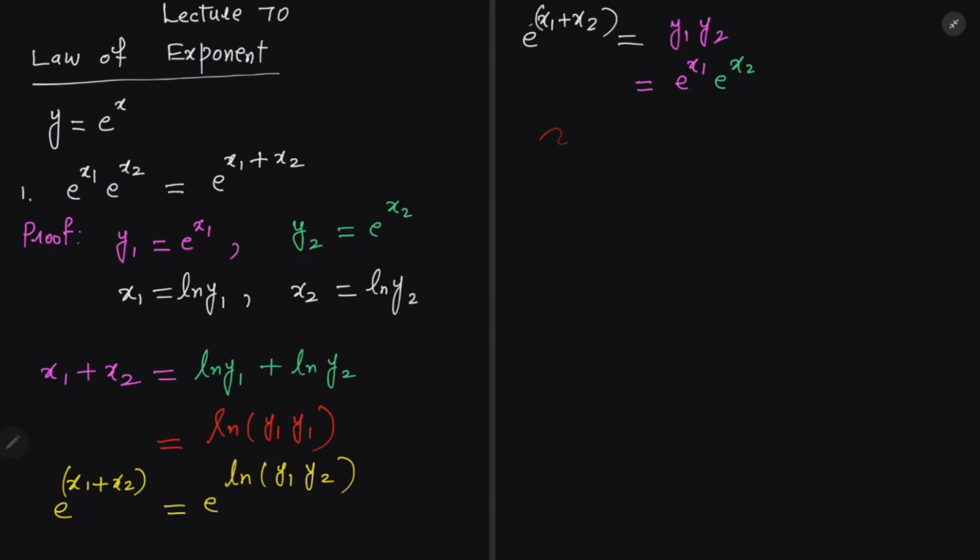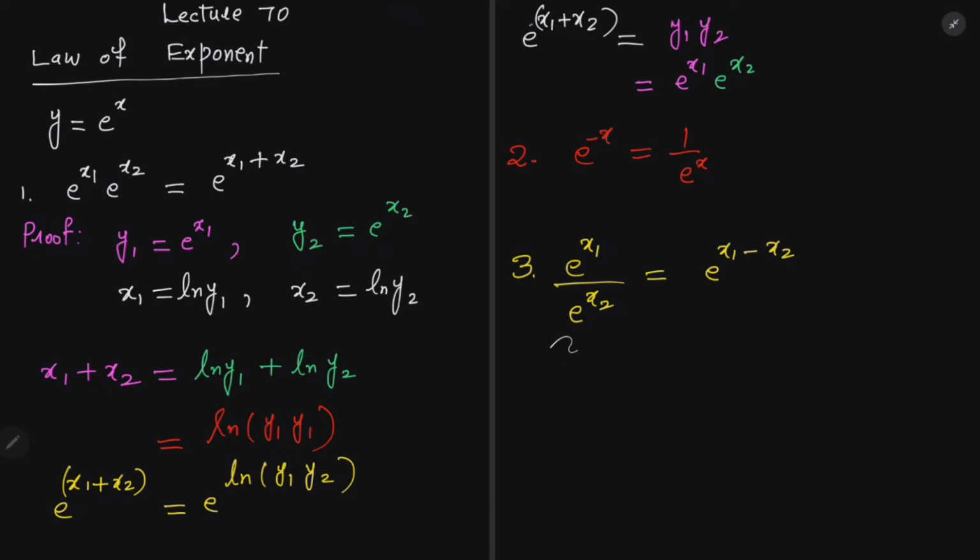The second law is e raised to power minus x, and this can be written as 1 over e raised to power x. The third law is e raised to power x1 over e raised to power x2. This can be written as e raised to power x1 minus x2. We can easily prove these laws by just taking the same function as we did for the first law.